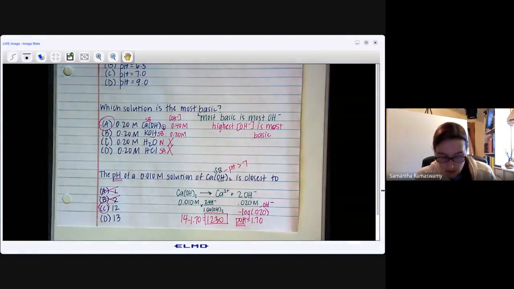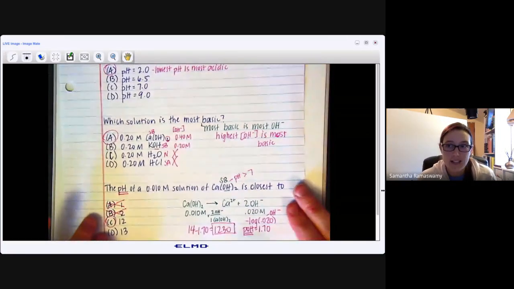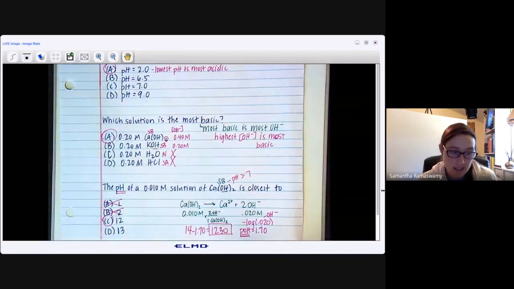So this looked at strong acids, strong bases, what they are, what they look like at the particle level, and how we can do some calculations with them. Yes, questions? Mike, what are your questions?